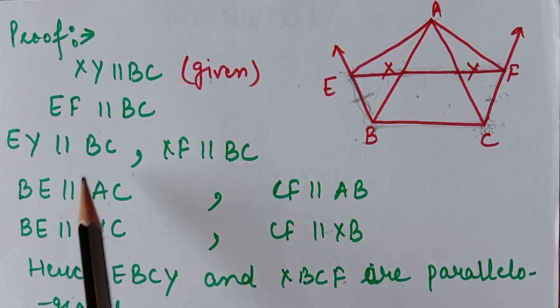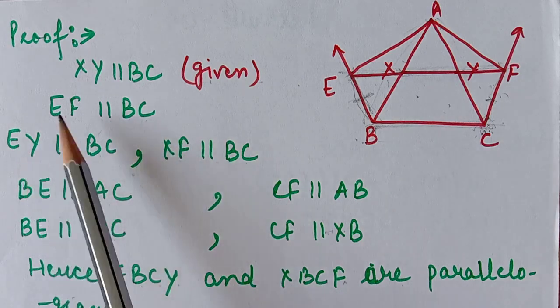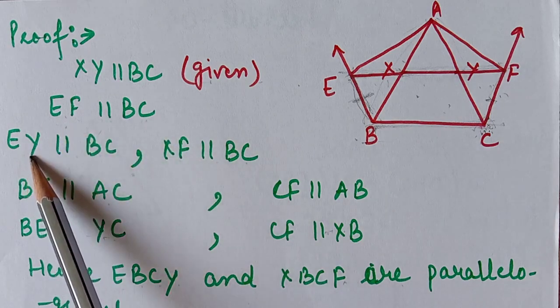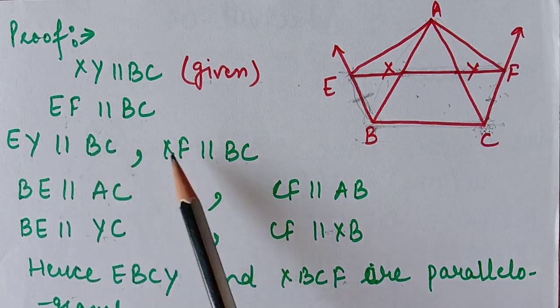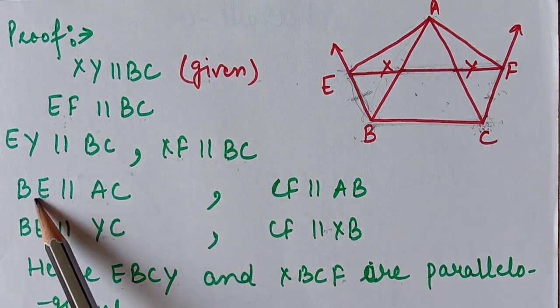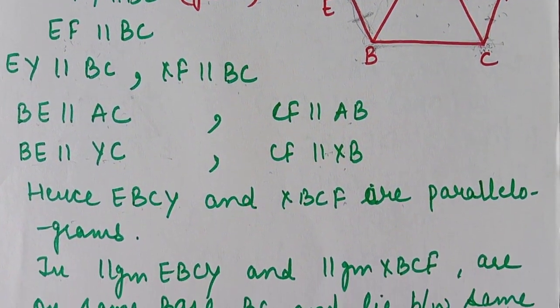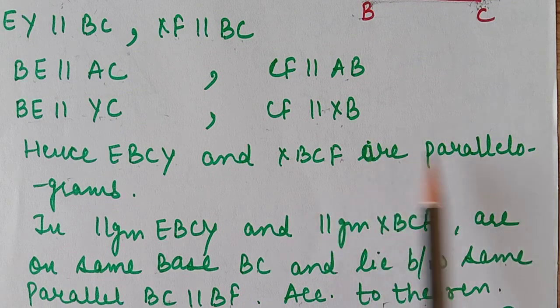So for this proof we will start. XY parallel BC is given, so EF parallel BC. If EF is parallel to BC, then definitely EY, which is a part of EF, is parallel to BC, and XF, also a part of EF, is also parallel to BC. BE parallel AC, so BE parallel YC; CF parallel AB, so CF parallel XB. They both are parts of these two sides. Hence, EBCY and XBCF are parallelograms.